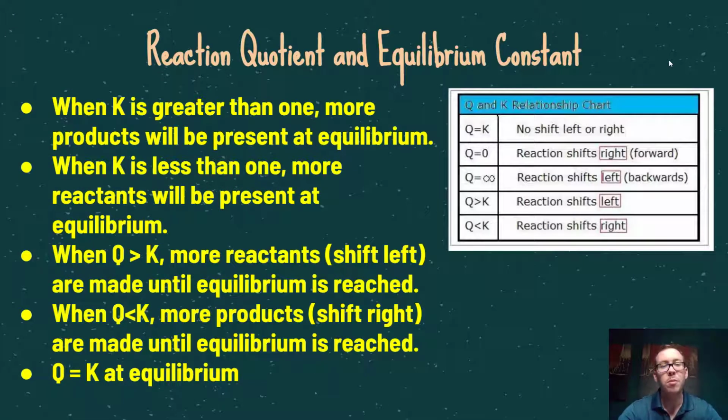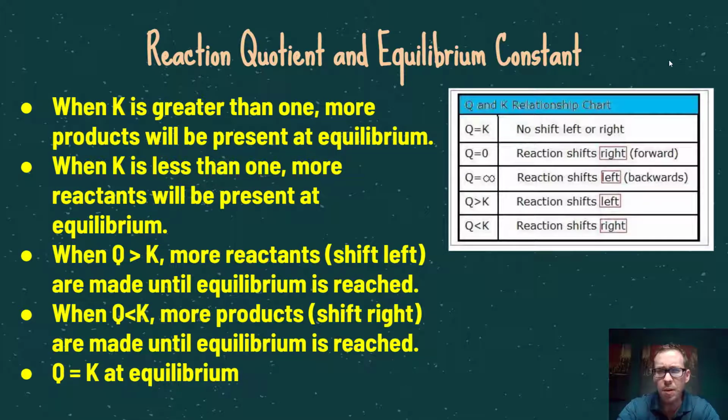So let's talk about the difference between Q and K. And we need to understand some really important values for Q, some really important values for K. If K is greater than 1, more products will be present at equilibrium. Now think about that. If K is greater than 1, then what is in my numerator must be larger than what's in my denominator. Well, that makes sense, because the number on top is greater than the number on the bottom, and it's products over reactants.